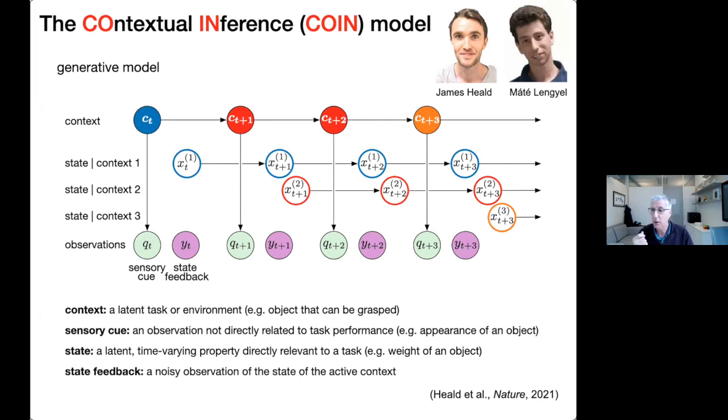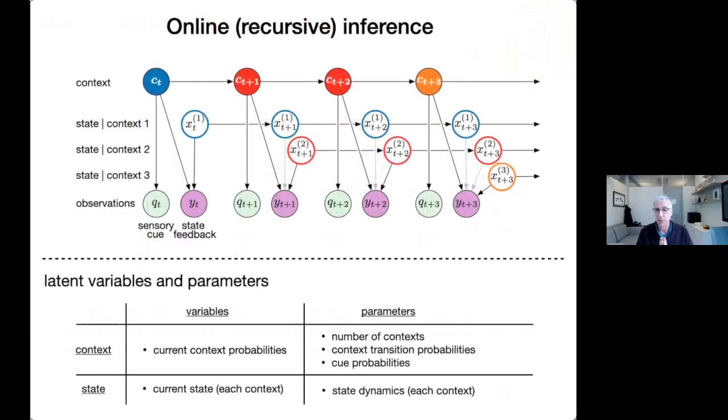And finally, what you get to experience when you move is state feedback, which is effectively a noisy observation of the state of the active context. So if the blue context is active, you get to experience the blue state. But when the orange context is active, you see that you don't experience the blue or the red state, they're gray, you experience only the orange state as output. Okay. And so the hard problem the brain has is it gets a stream of sensory cues and state feedback. That's all you get to observe of the world. And from that, you want to infer everything that's going on at these higher levels. And that's a fundamentally hard problem.